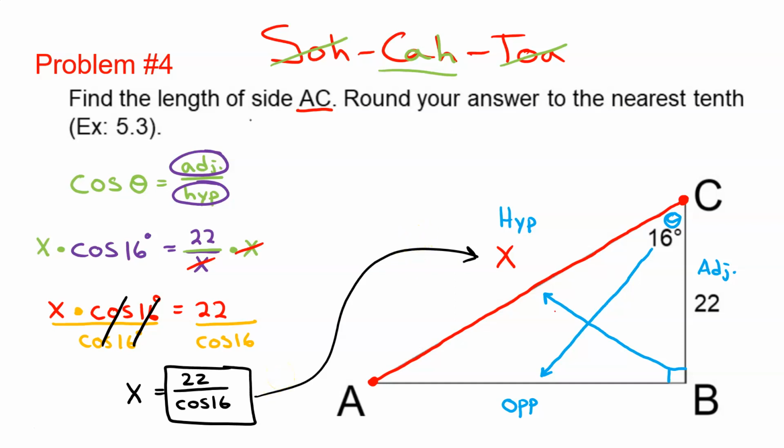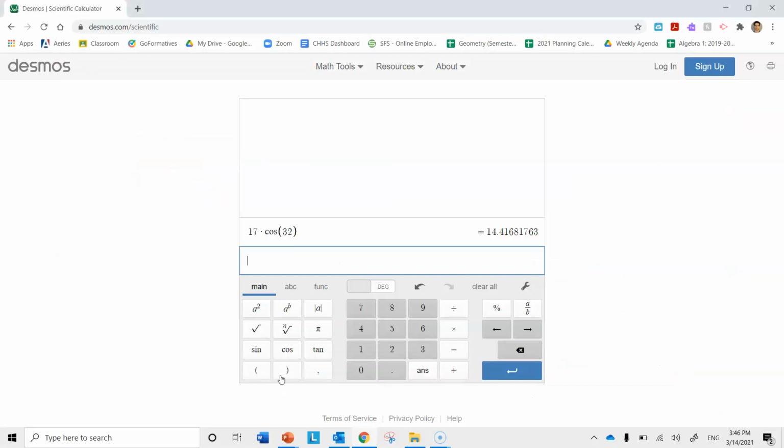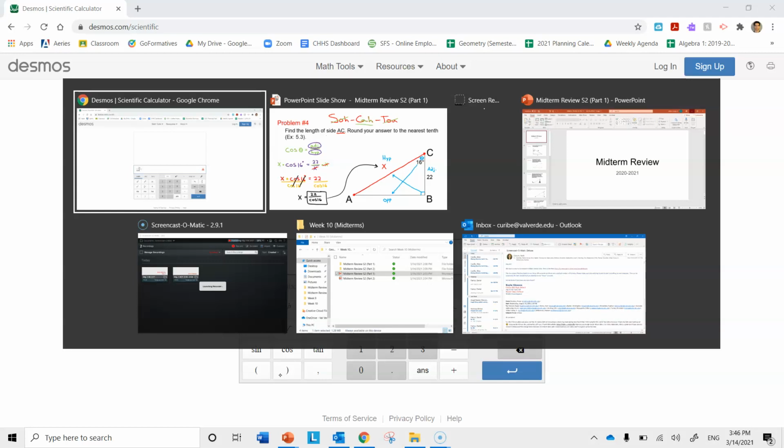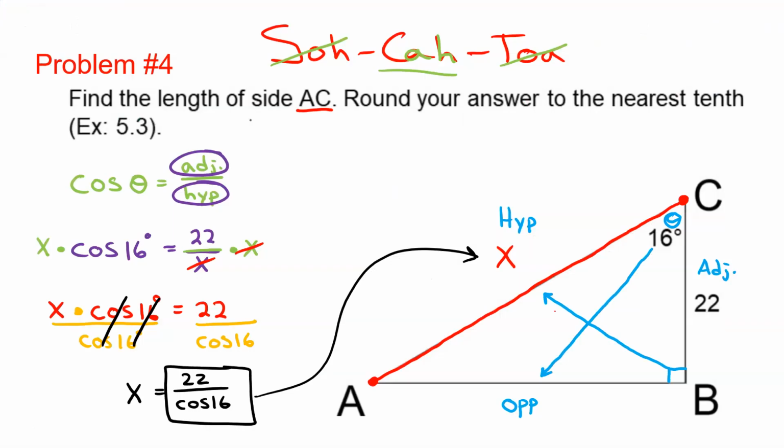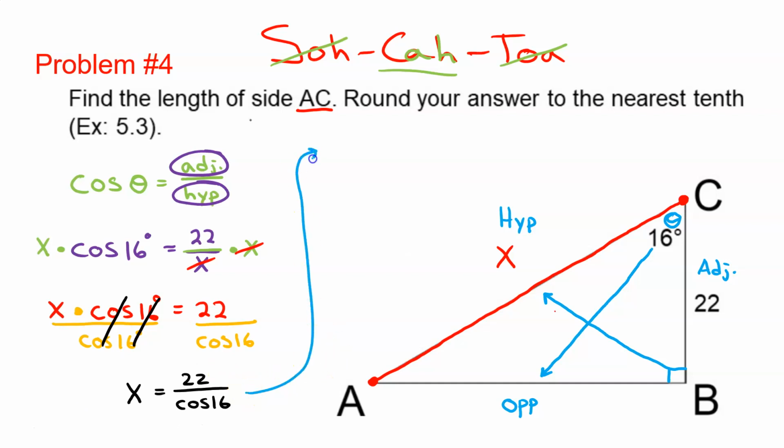What's 22 divided by cosine of 16? Let's see. Clear all. 22 divided by cosine, and let me just double check, it was 16. 22 divided by cosine of 16. So let me go back down and put 16, close my parentheses. I get 22.88. Let me write that in here. So when we plug this in, we end up getting x is equal to 22.88. But I do want to round my answer.